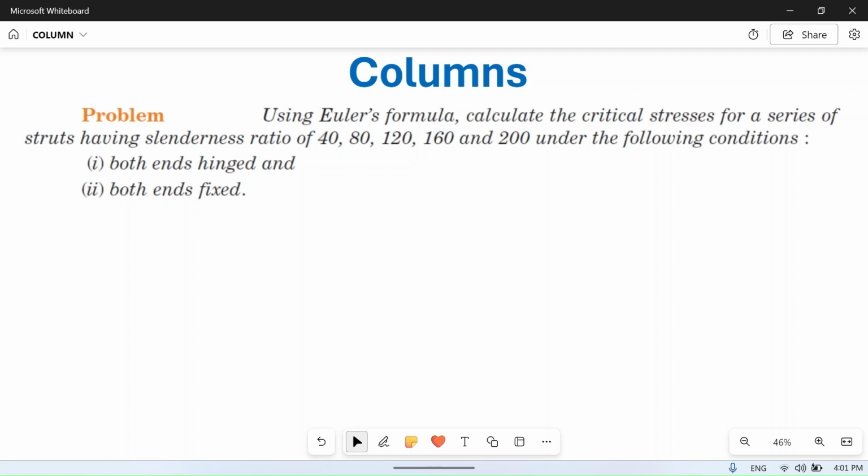So in this video we will solve a numerical problem which is based on the columns and Euler's formula. Okay, so first of all we have solved many theoretical portions and numerical problems already in this playlist.